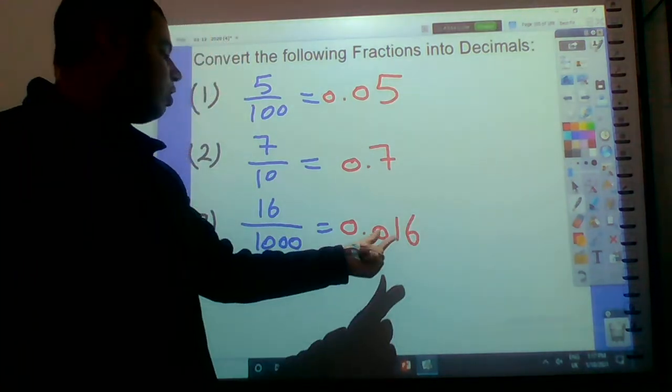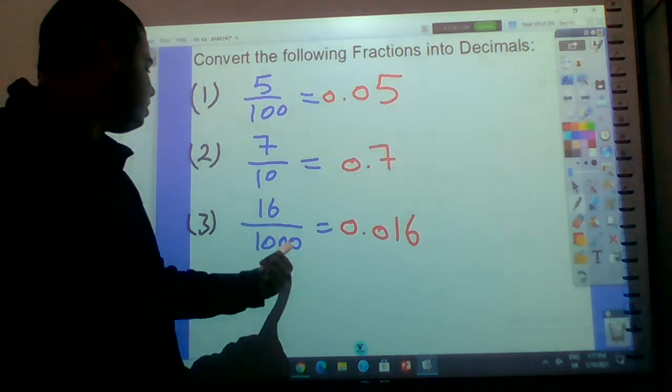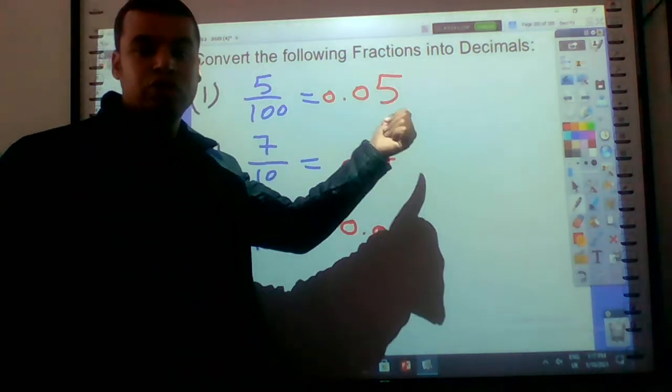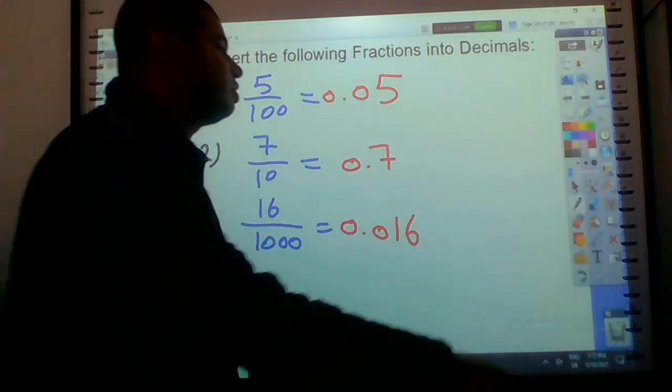You're just going to find that always the 6 is in the thousandths place. The 7 is in the tenth place. The 5 is in the hundredths place, and so on.